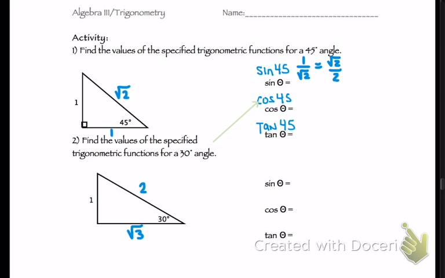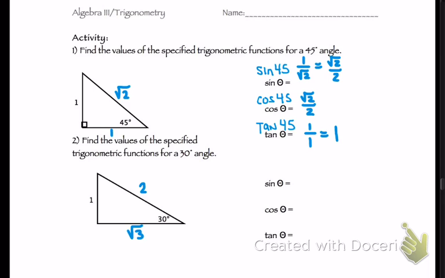Cosine of 45 degrees, now you're going to do adjacent over hypotenuse. After you rationalize that denominator, you're going to get root 2 over 2. Tangent of 45 degrees, now you're going to do the opposite over the adjacent, which is going to be 1 over 1, which is just simply 1.